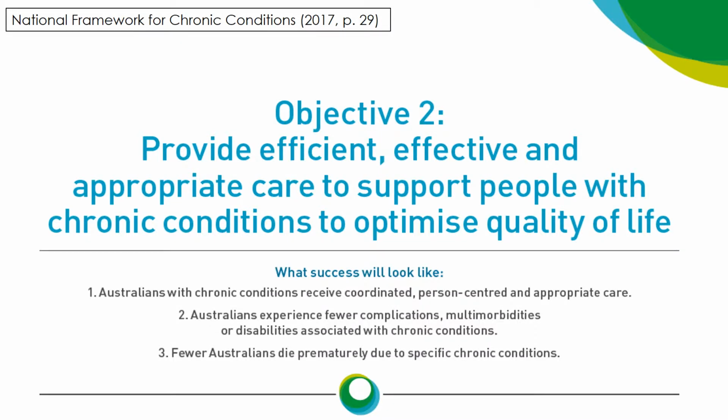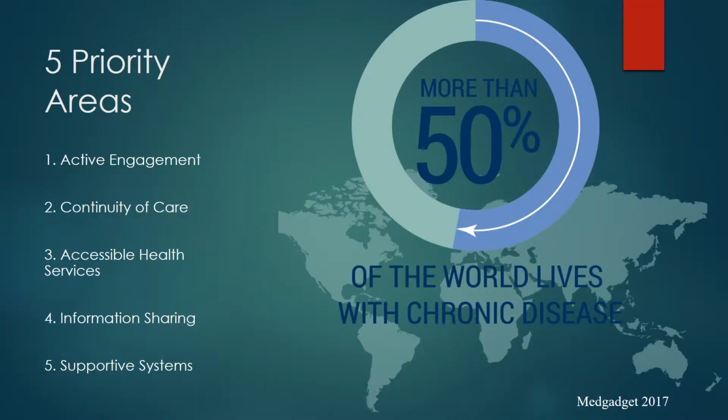I've chosen Objective 2 from the National Framework for Chronic Conditions 2017, page 29, which outlines that effective, efficient and appropriate healthcare is available to all Australians. This objective has 5 priority areas that are central to the objective's overarching aim.